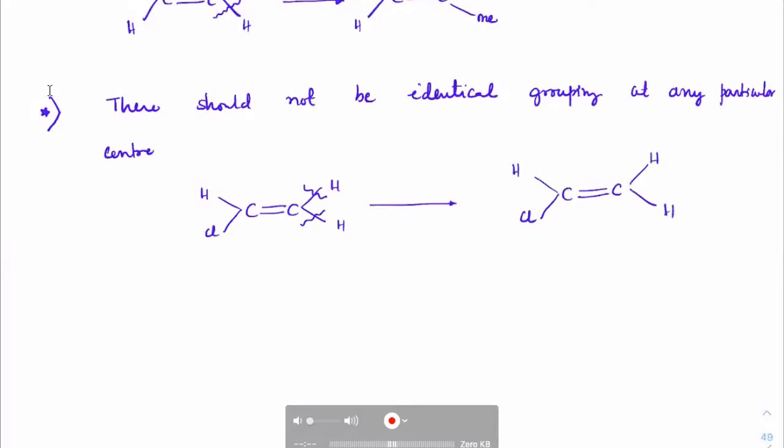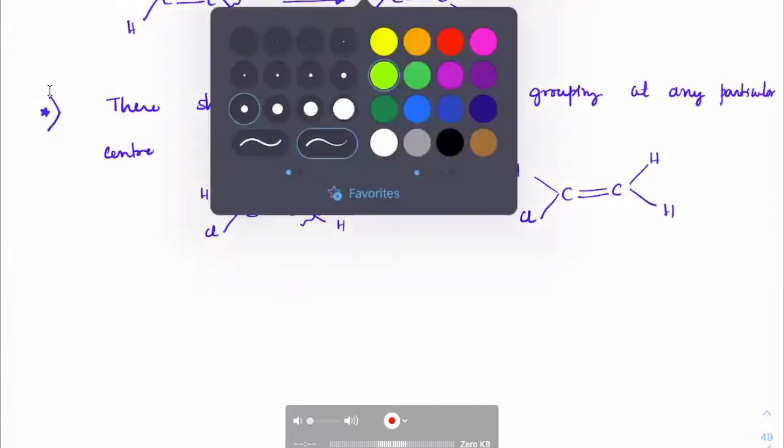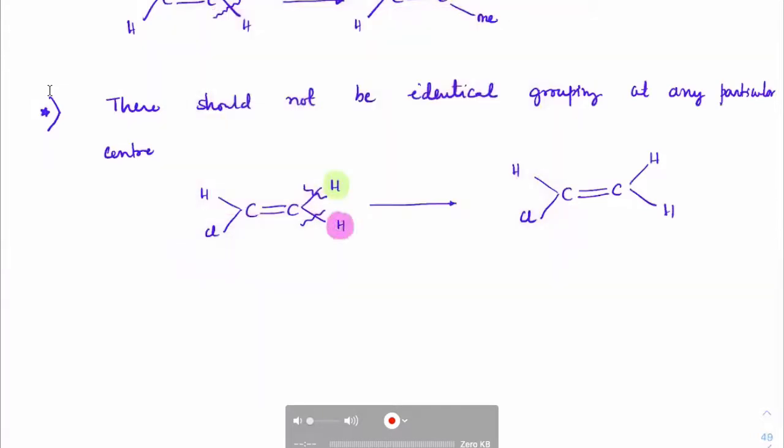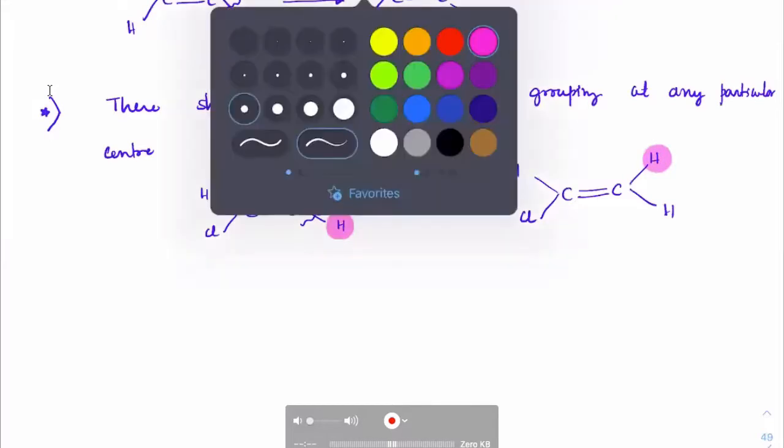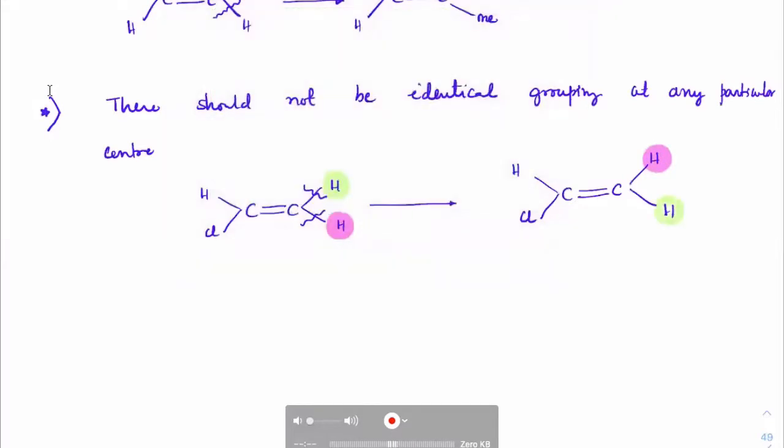Let me give two different colors to this. And now this is that hydrogen and this is that other hydrogen. Does it make any difference here? Because property wise there won't be any difference. Name wise there is no difference. Which means the amount of energy required here to break and the amount of energy required here to make is same, which means these two molecules are identical.